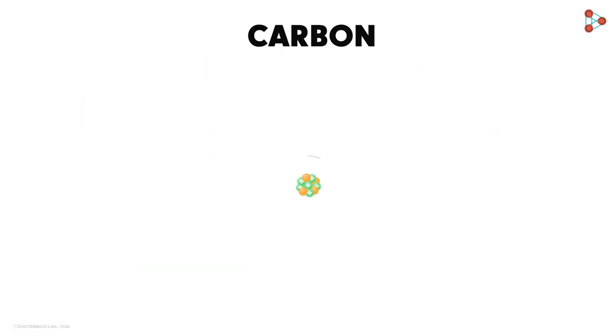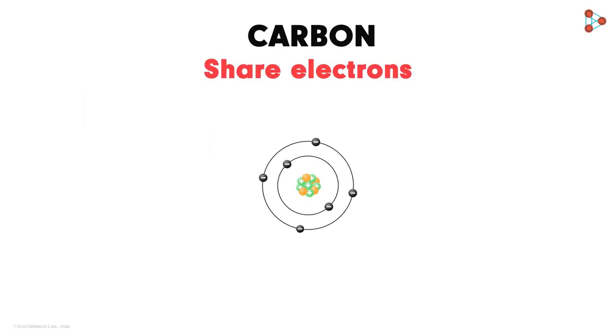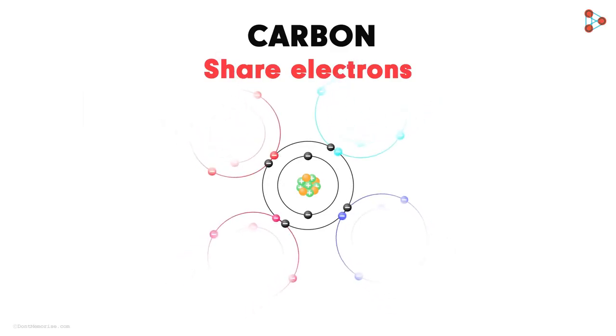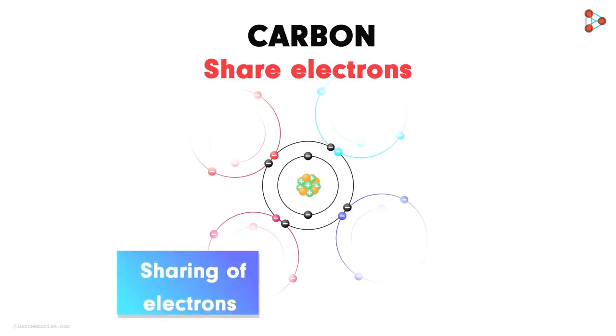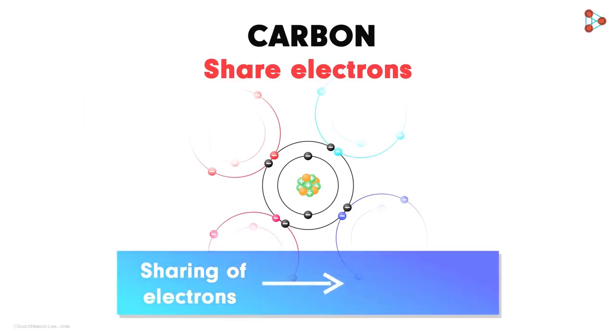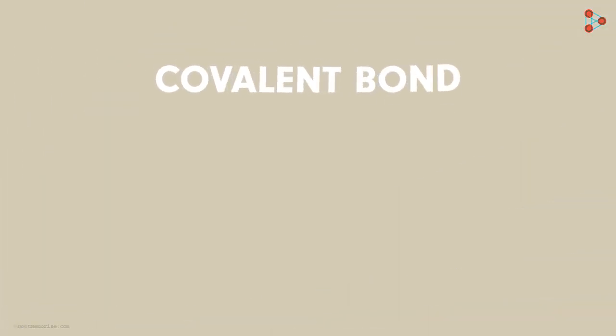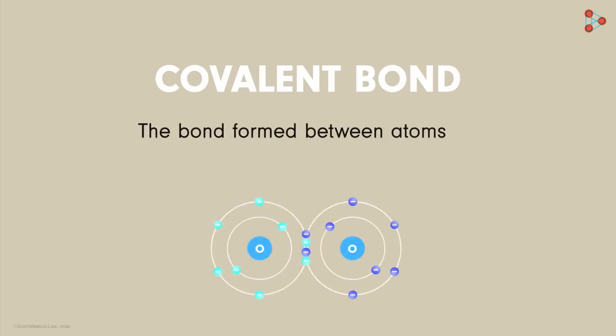So the option that carbon adopts is to share electrons. Sharing in carbon can take place up to 4 electrons. That means carbon can share all its valence electrons with any other atom. We know that such sharing of electrons leads to a special type of bond formation called the covalent bond. So to understand carbon chemistry, we need to understand covalent bonds first. How can we define a covalent bond, by the way? In simple words, it's the bond formed between atoms by the sharing of electrons.